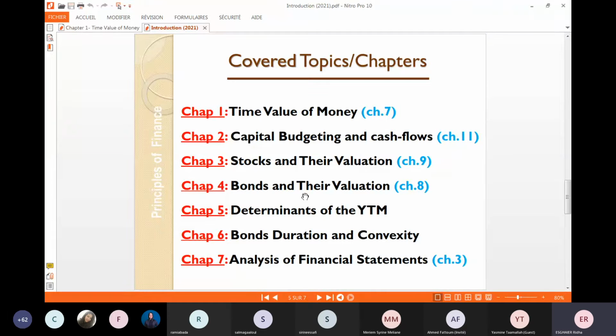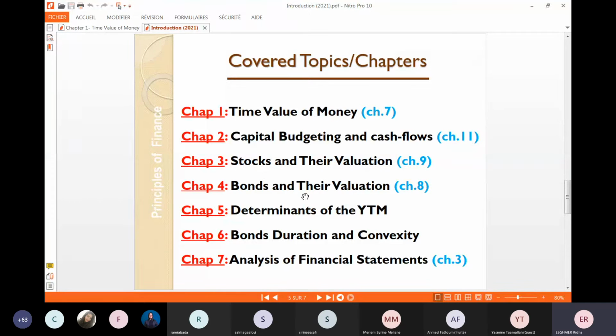The first thing that we will cover is the loan amortization. We will try to understand how to compute the different payments when we borrow money from the bank, the different ways of reimbursing a loan, etc. Then we will apply this principle of time value of money to the capital budgeting decision, the investment decision in the chapter 2.